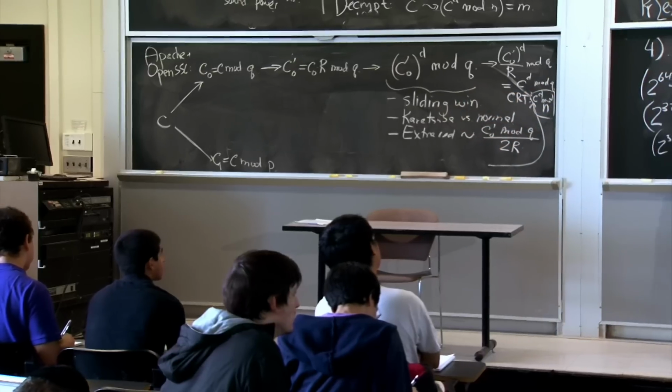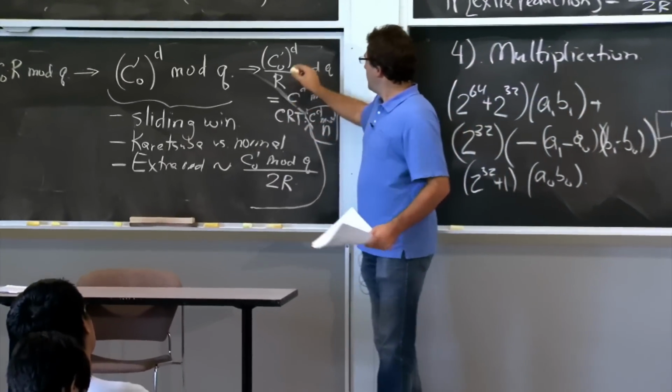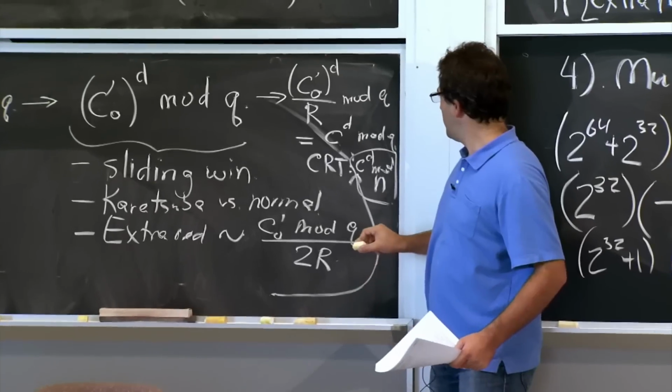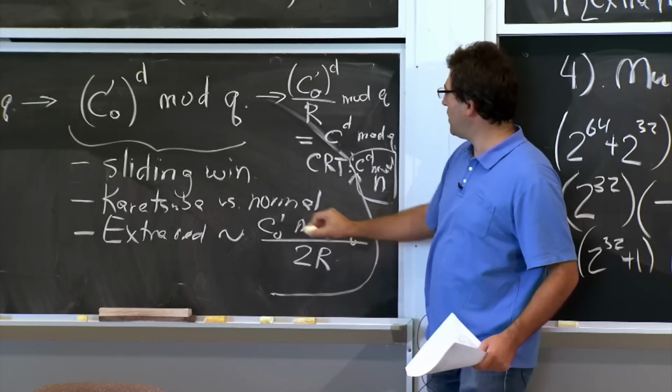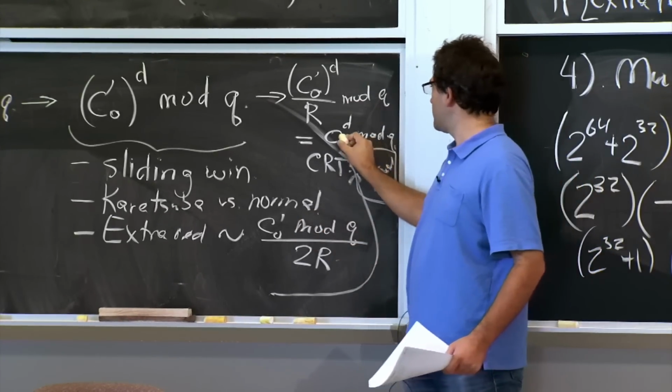Isn't that C0 to the d mod q and C1 to the d mod q when you assemble them back? Yeah, you're probably right. Yeah, C1 to the d, C0 to the d. Yeah, right. This is C0.